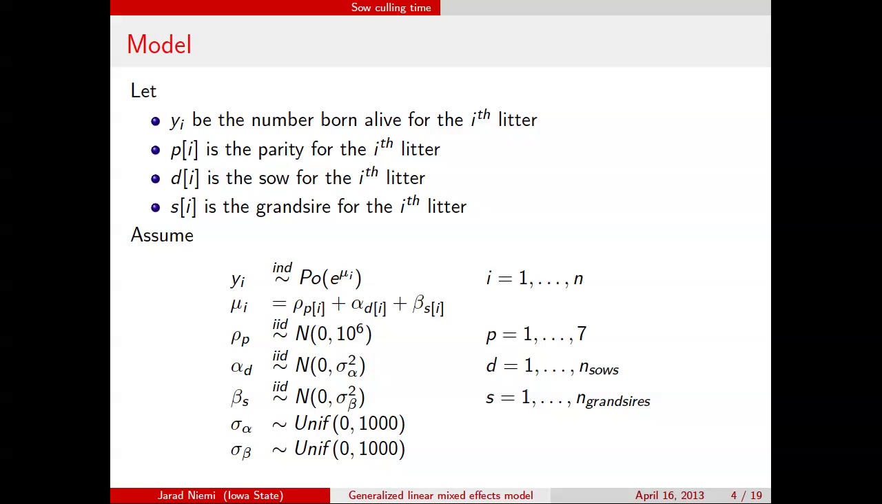Maybe I shouldn't have gone there yet. At this point, we're just building a model to try to understand how litter size is affected by parity, sows, and grandsires. And we'll get back to that question about how to actually choose whether a sow should be retired or not. Okay, questions on the model?